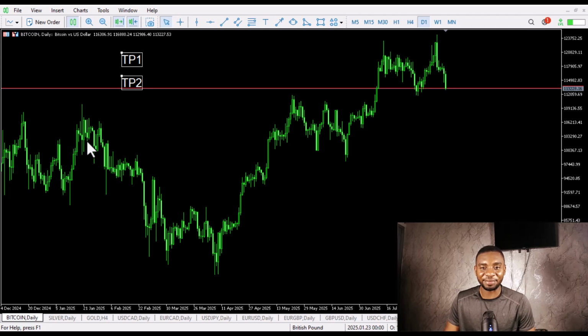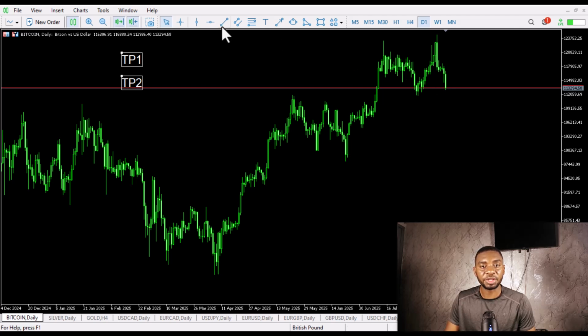Hello guys, welcome. Yesterday I shared some setups, one on Bitcoin and the second one on silver. And here is the chart of Bitcoin on the daily time frame. If you look at it critically, you can see that Bitcoin hit its all-time high last week. And here we are, price has retraced to this point.